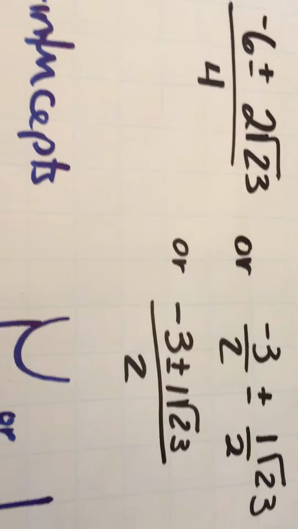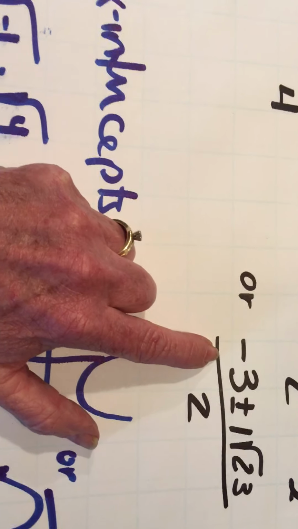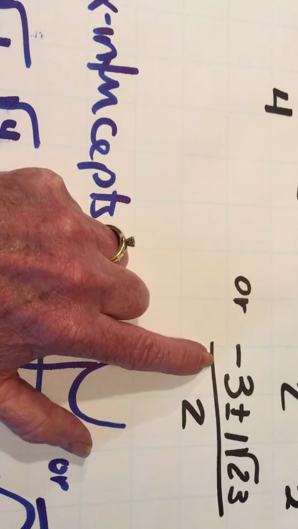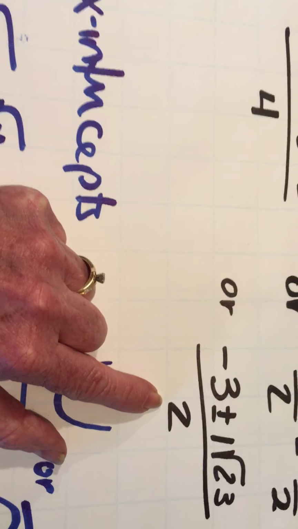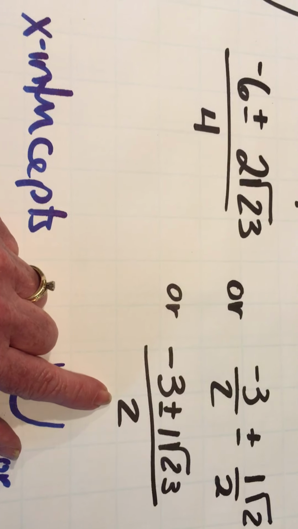That whole thing should be over 2 there. That fraction bar should actually extend out. Or you could have left it like this, negative 3 plus or minus 1 square root of 23 over 2. Those are two irrational roots. There are still two roots, but they are not nice numbers.